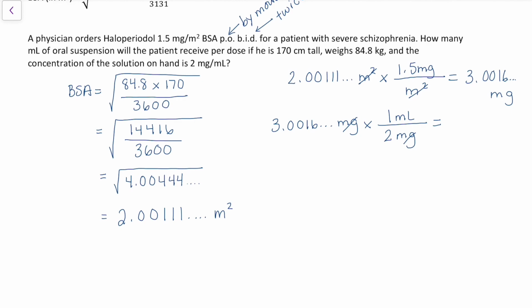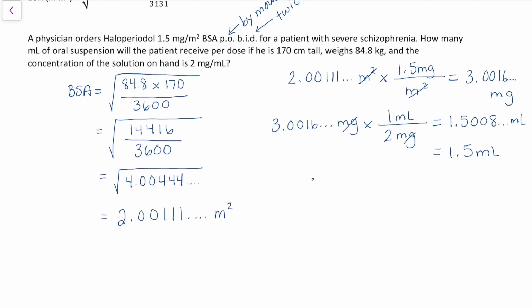Again, I haven't rounded my answer yet. I'm keeping it the full number as much as possible. And I get 1.5008, and so on, milliliters. And so now I'm at the end. I can round my answer. In this case, I'm going to round to 1.5 milliliters for this particular patient.